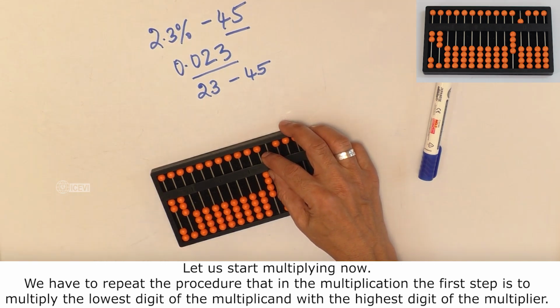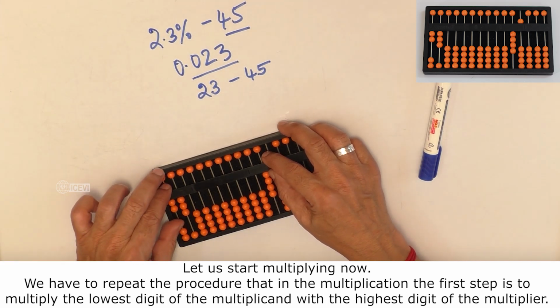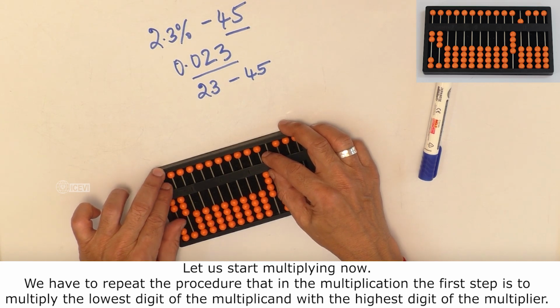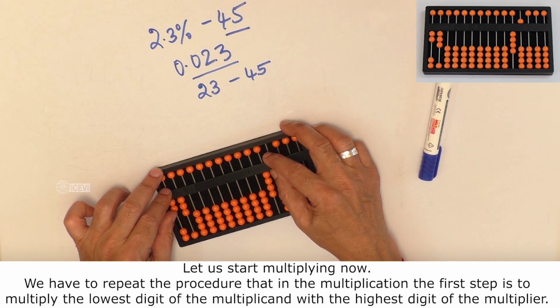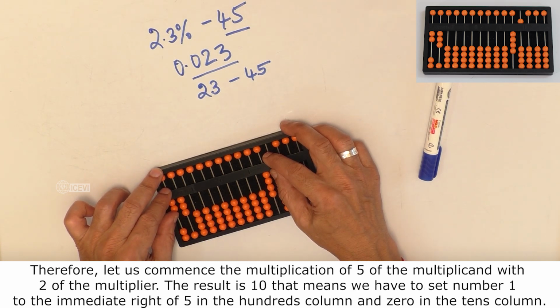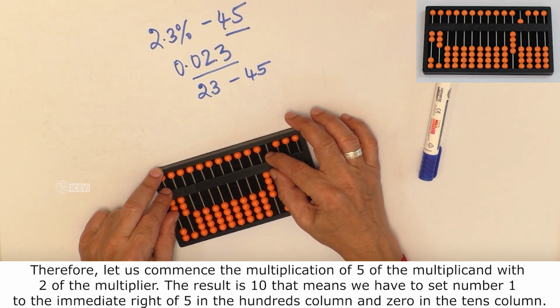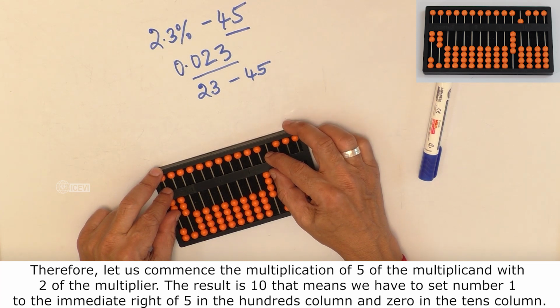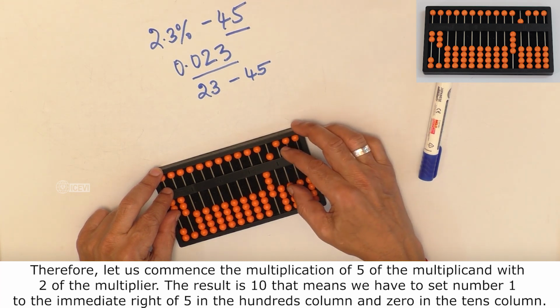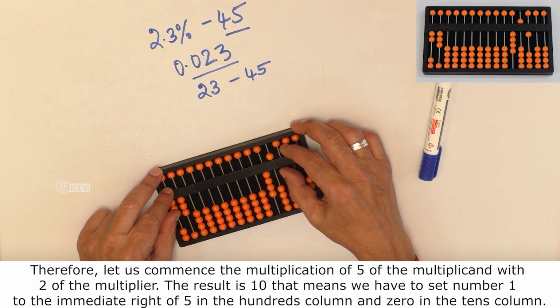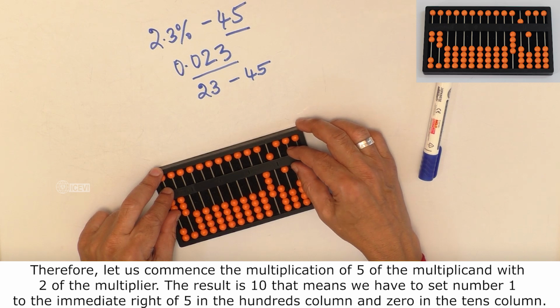Let us start multiplying now. We have to repeat the procedure that in the multiplication, the first step is to multiply the lowest digit of the multiplicand with the highest digit of the multiplier. Therefore, let us commence the multiplication of 5 of the multiplicand with 2 of the multiplier. The result is 10. That means we have to set 1 in the immediate right of 5 in the hundreds column and 0 in the tens column.